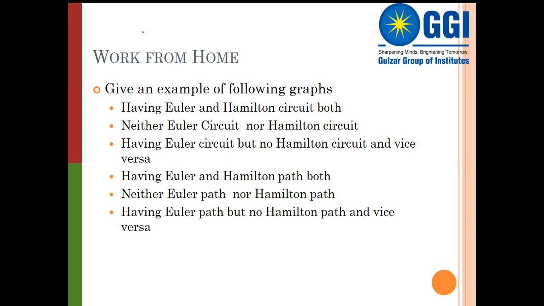Please plot graphs having both an Euler circuit and a Hamilton circuit, neither an Euler circuit nor a Hamilton circuit, having an Eulerian circuit but no Hamilton circuit, and vice versa. Similarly, then Euler path and Hamilton path, neither Euler path nor Hamilton path, and having an Euler path but no Hamilton path, or vice versa, meaning having a Hamilton path but no Euler path. This is an exercise for you.